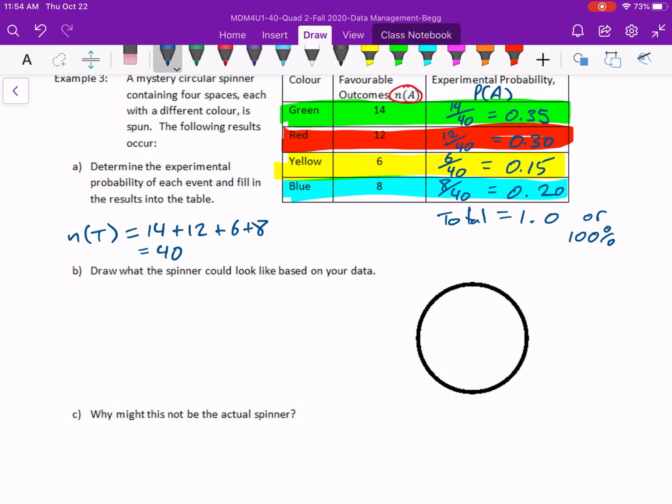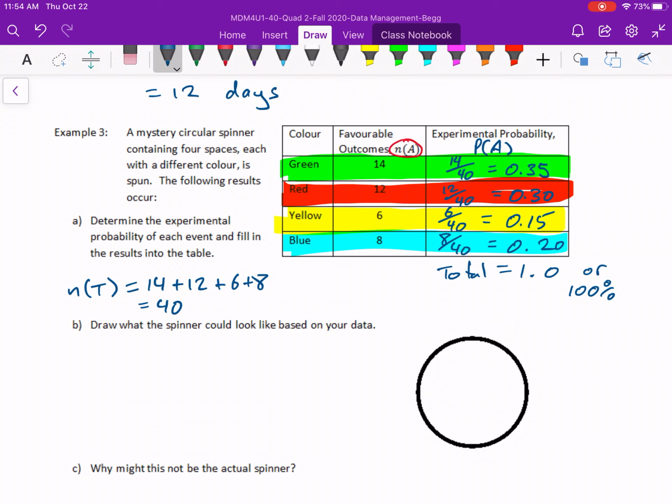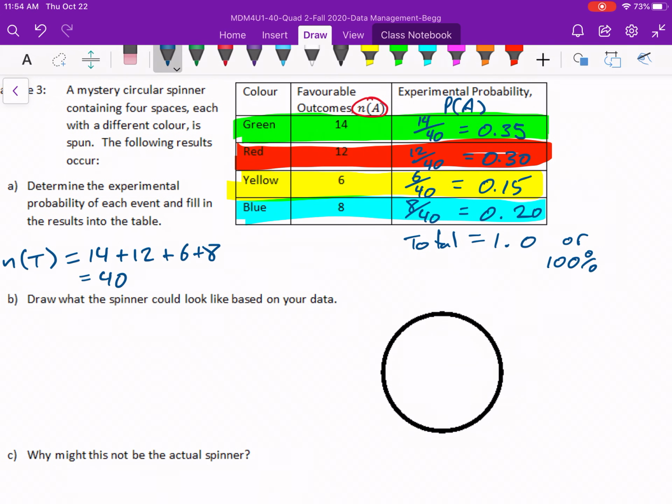Draw what the spinner could look like based on your data. Well, just as a rough sketch, if I was basing this on the data, I would want the percentage, so if I got, say, green as 0.35 as a decimal, I know that's about 35%. I would want about 35% of the spinner to be green. So about 35% would probably be this section here, right? So there's green. Let's even color it in. So there's green, 35%.